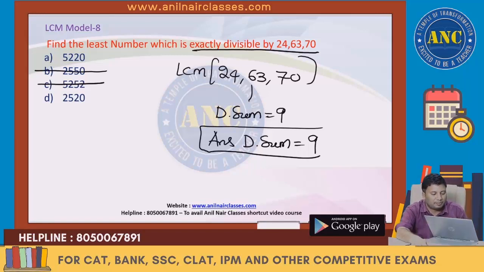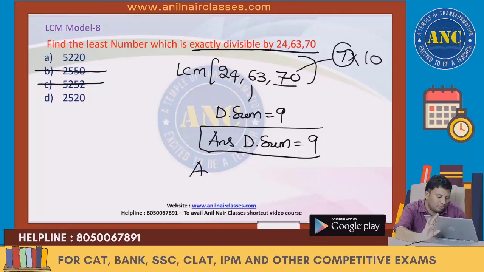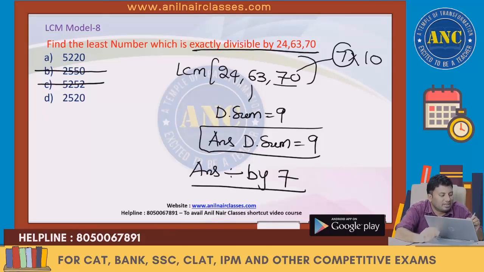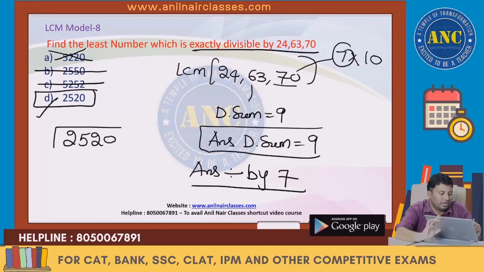Now check for the prime numbers. 70 is nothing but 7 into 10. Answer should be divisible by 7. 7 sevens are 49, 32. Not possible. 7 threes are 21, 420. It is possible. Answer is nothing but 2520. You don't need to find the LCM. Just a little bit of smart work if you do.